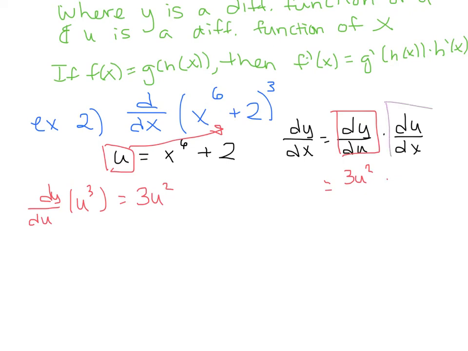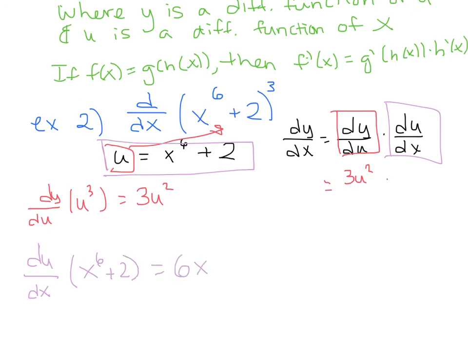Okay, now I'm not done because I also need to find du/dx, okay? So this part of my chain rule. To find du/dx, that means I need to differentiate this function, okay? So du/dx, and I need to differentiate x to the 6th plus 2, which is going to give me 6x to the 5th, okay? And again, based on my chain rule definition, I need to plug in this value here, so I'm just going to rewrite it there. 6x to the 5th.